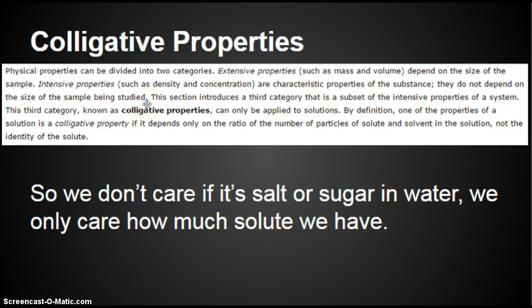This section introduces the third category, that is the subset of the intensive properties of the solution. The third category is the colligative properties, and it can only be applied to solutions. By definition, one of the properties of a solution is a colligative property if it depends only on the ratio, the amount of the number of particles of solute and solvent in the solution, not the identity of the solute. So again, we don't care if it's salt or sugar and water, we only care how much solute we have. So this was just a different way of explaining what colligative properties was.